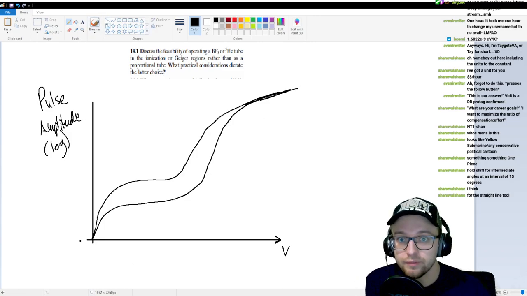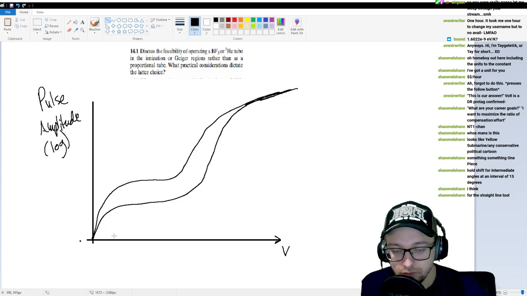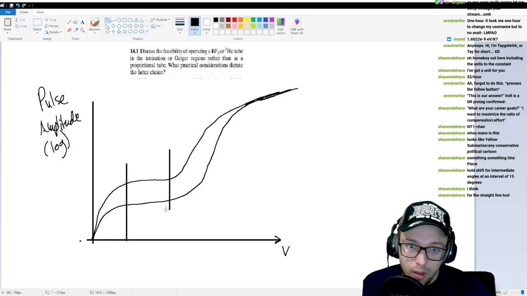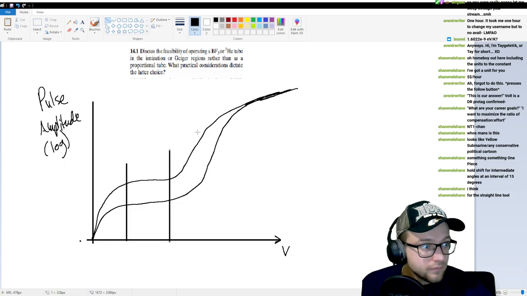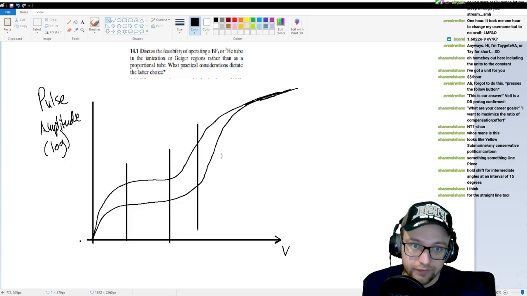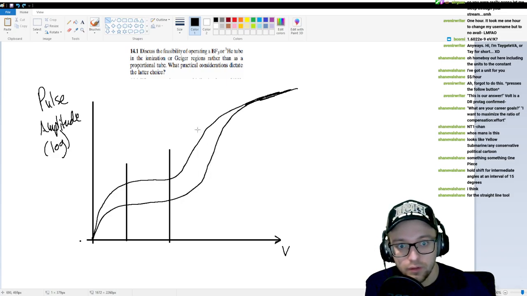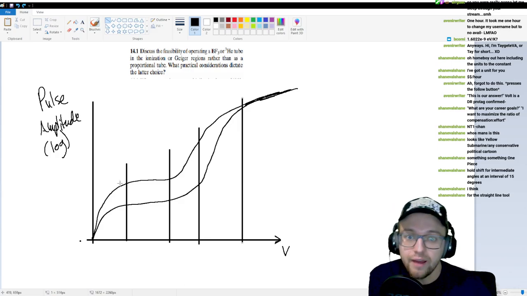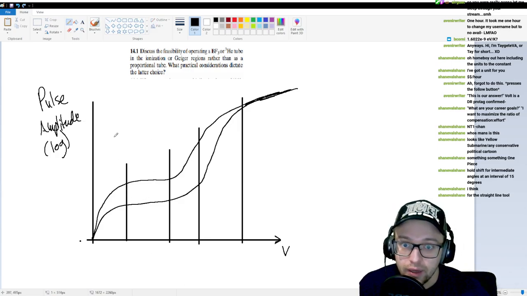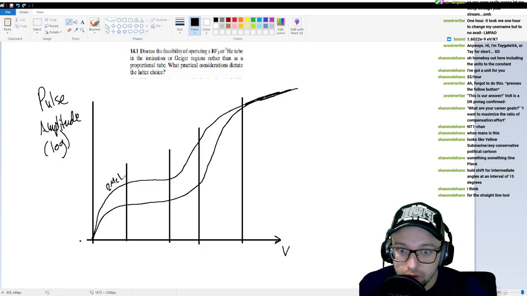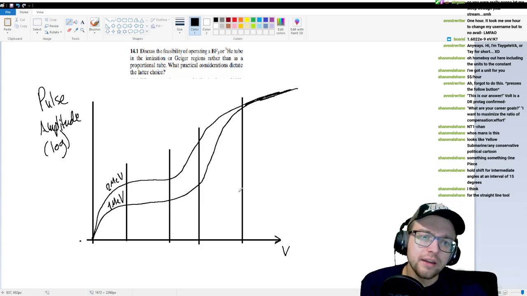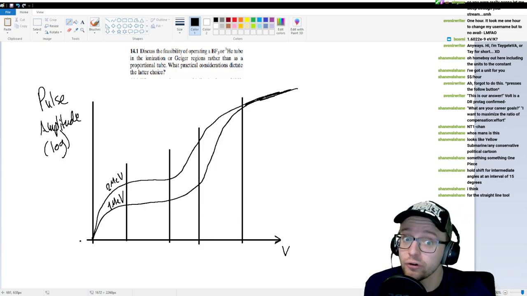So, we have a couple specific regions. Let's do here. There we go, and one more. So we have a couple major regions. And this curve is for 2 MeV energies, and this is for 1 MeV. The point of these two curves is to show how the pulse amplitudes for different energies can be measured.